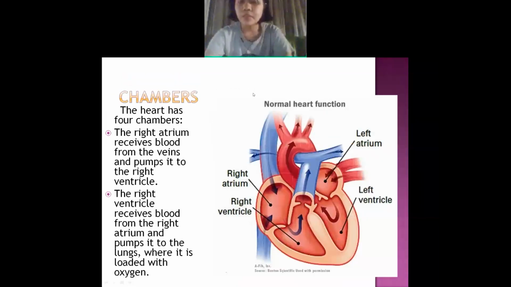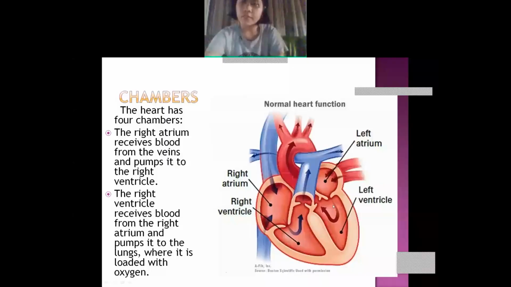Okay, now let's talk about the chambers of the heart. So this is your heart. It is divided into four chambers: the right atrium, right ventricle, left atrium, and the left ventricle. So it is divided into four parts: right atrium, left atrium, right ventricle, left ventricle. These are the four chambers of the heart.